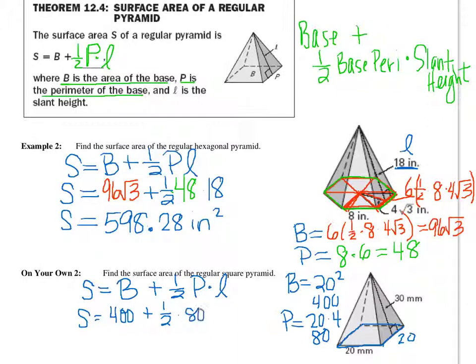So times 80. And then my slant height, they give it to me right here, it's 30. So times 30. So it wasn't too hard to find. If you put that in your calculator and simplify, you'll get 1,600. And my units are millimeters squared.